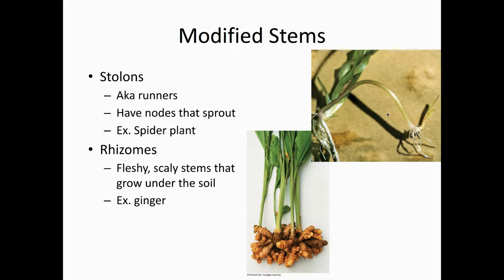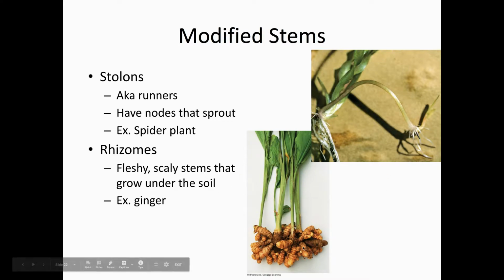Okay, modified stems. Stems normally just do stem type things. They hold the leaves up, that sort of thing, main body of the plant. But stems can be modified to serve other purposes. So stolons are runners. This is an example of a stolon. These have nodes that sprout, so they can actually sprout a new plant. If you've ever had a spider plant, you've seen these. The spider plant will grow long stems, and then they'll have these little spiderlings that grow off the side.